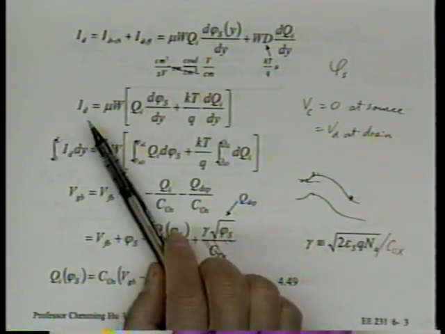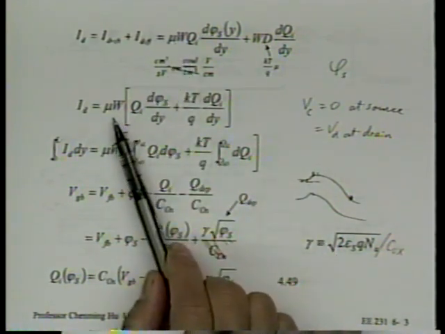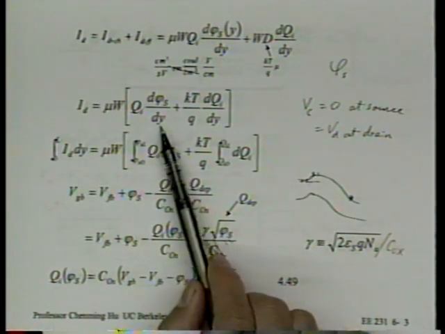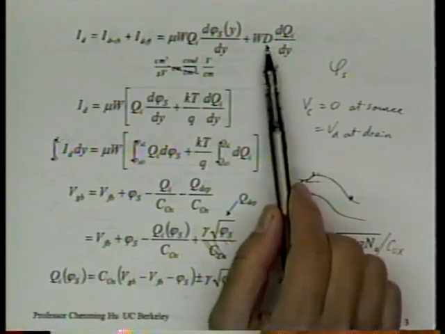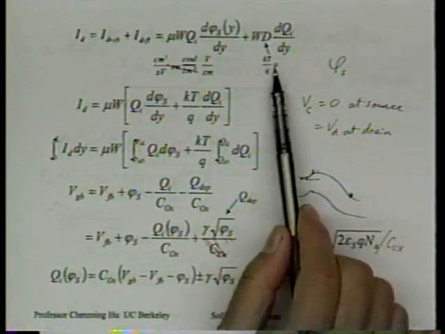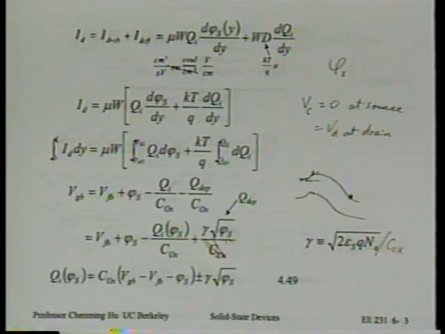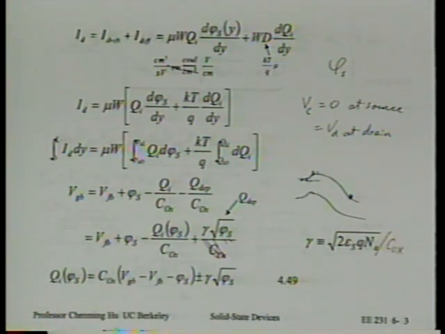So ID, then we'll put the mu W outside the square bracket. We'll get mu W times Qi d phi S dy plus kT over q dQi dy. That's because this diffusion constant is equal to kT over q times mu. So if we take mu out, we'll get kT over q inside the bracket. Is this next step okay? All right. Next, we're going to integrate the left-hand and right-hand sides between source and drain.